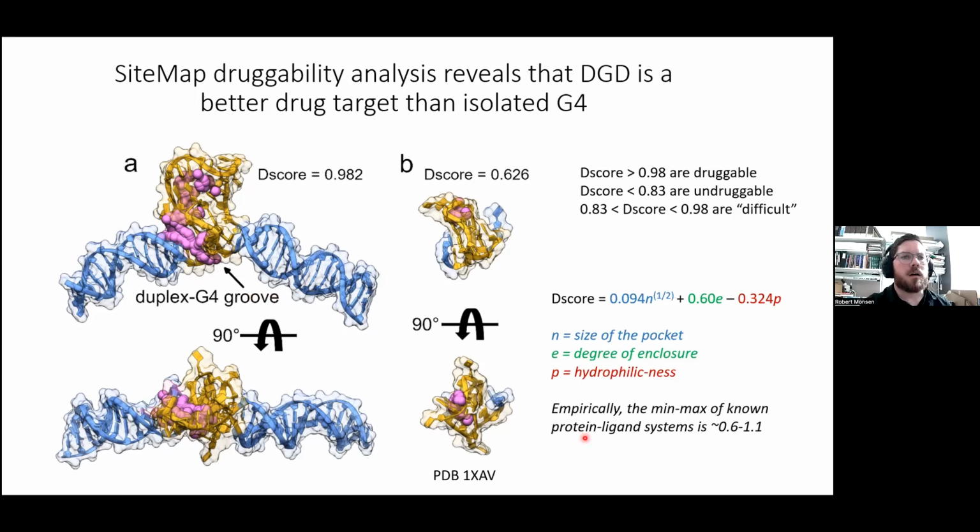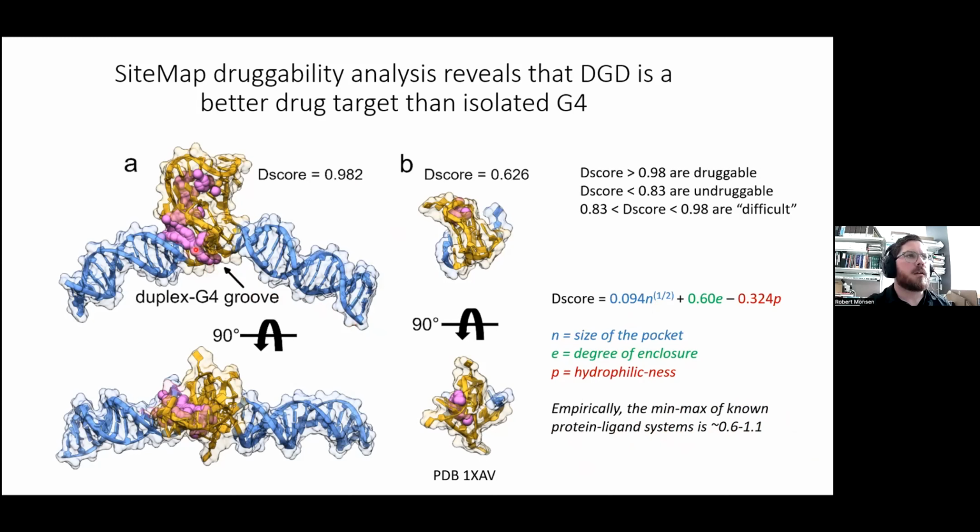Using a scoring system that's been empirically determined using high and low affinity protein-ligand interaction systems, it assesses each of its sites and scores it based on the size of the pocket, degree of enclosure, and subtracts for any amount of hydrophilicness. So a more hydrophobic deep pocket would be scored better than something very hydrophilic.